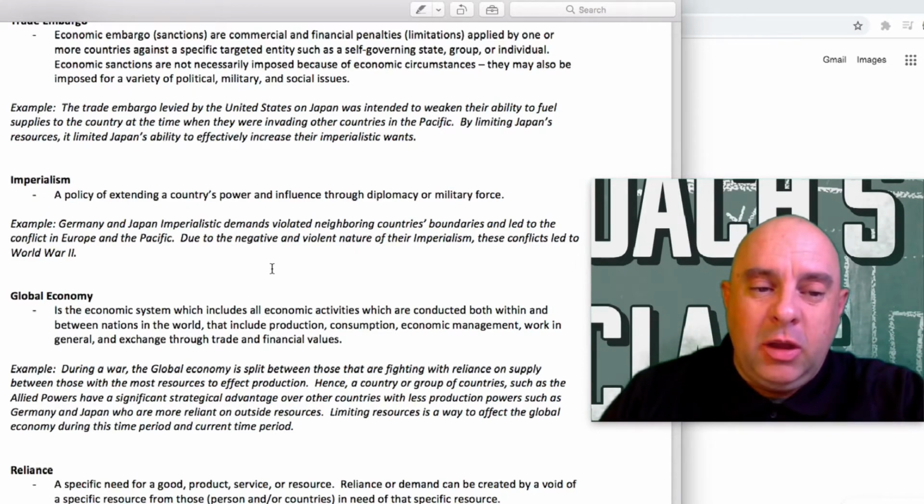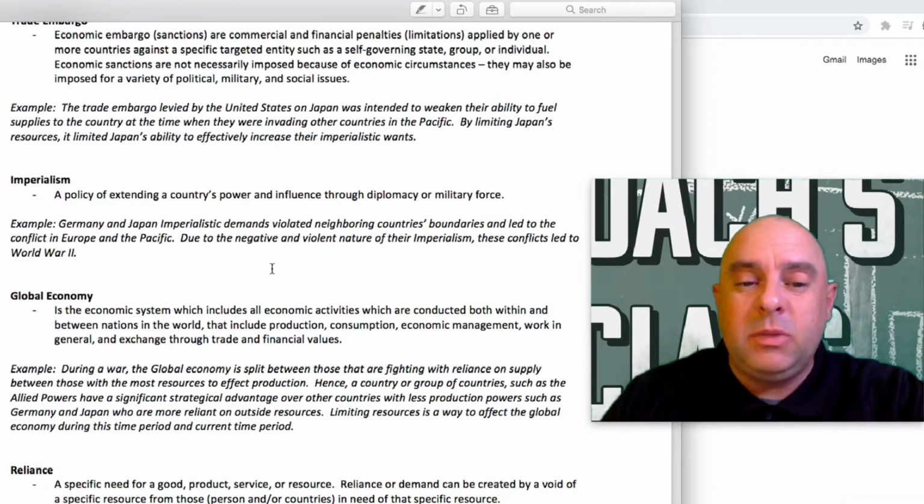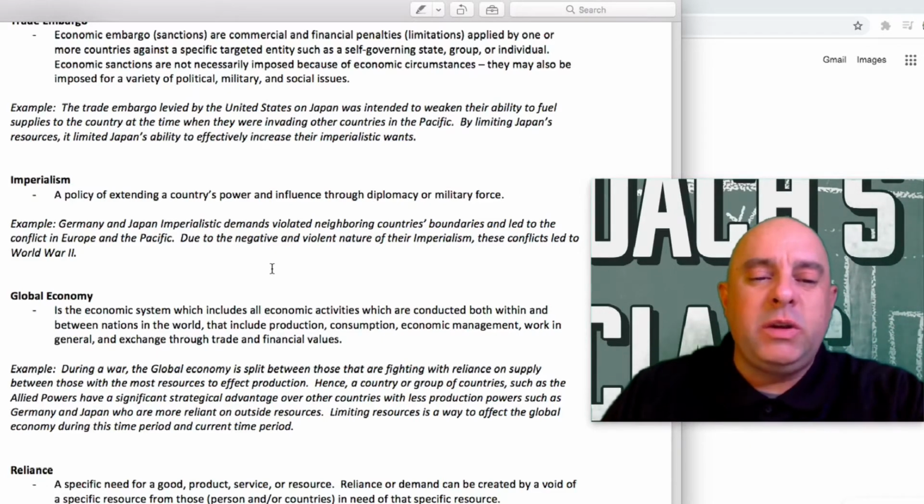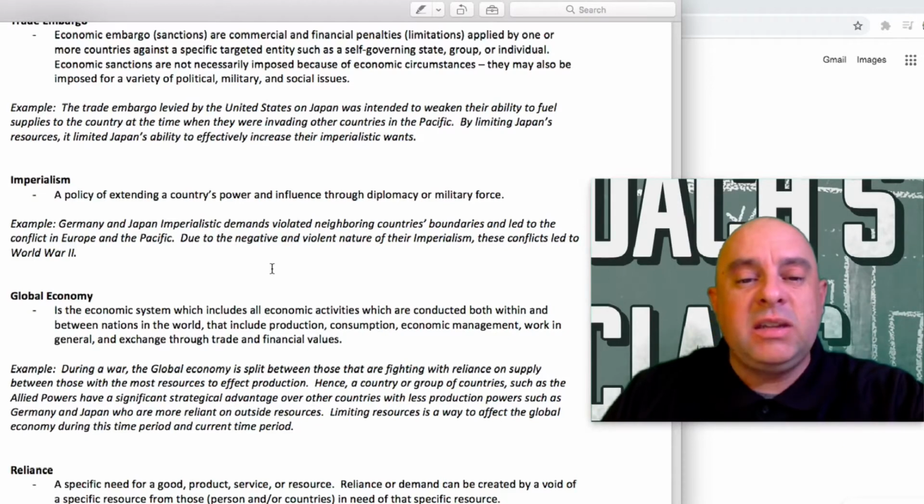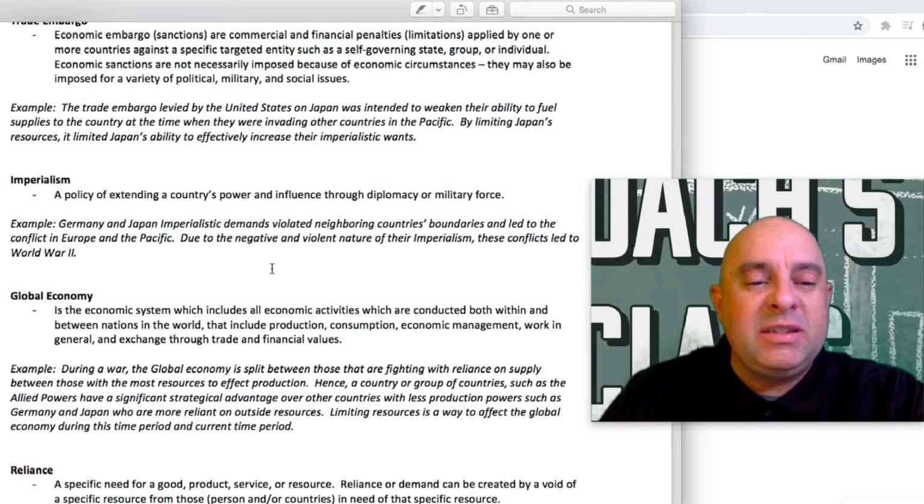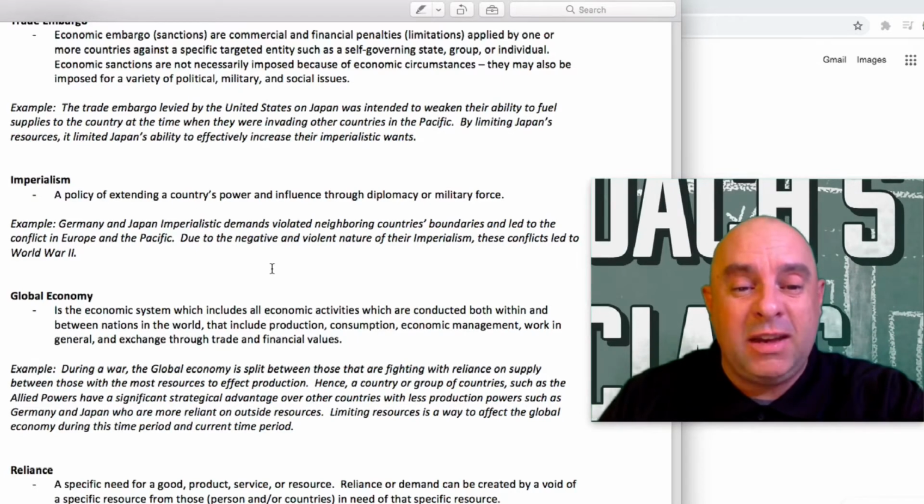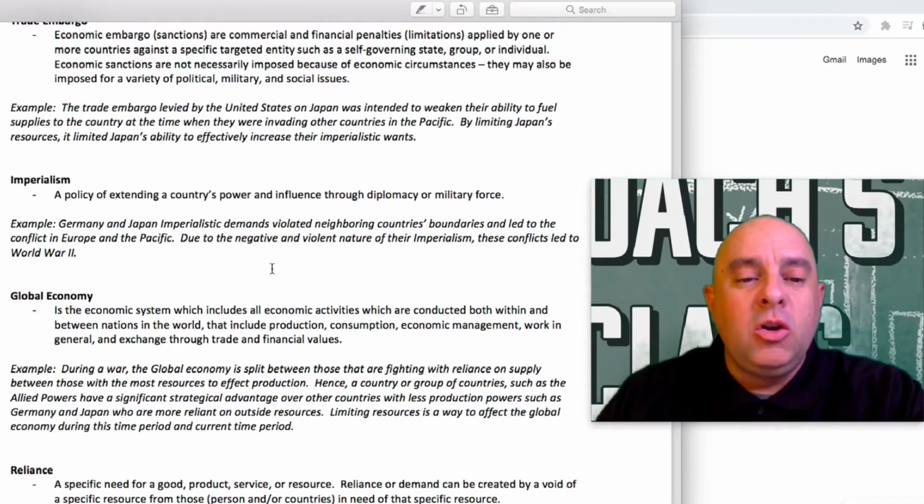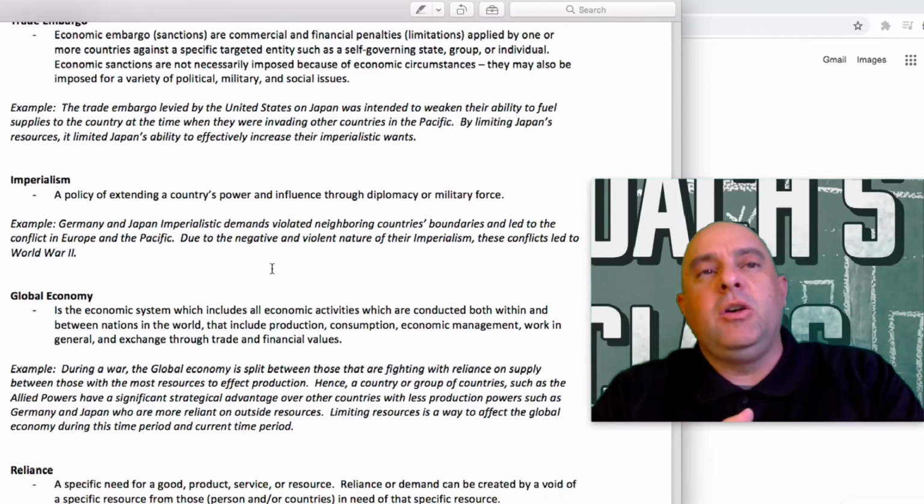Example, during the war, a global economy is split between those that are fighting, with reliance on supply, between those with the most resources to affect production. Hence, a country or a group of countries, such as the Allied powers in World War II, have a significant strategic advantage over other countries with less production power, such as Germany and Japan, who are more reliant on outside resources. Limiting resources is a way to affect the global economy during this time period and the current time period.